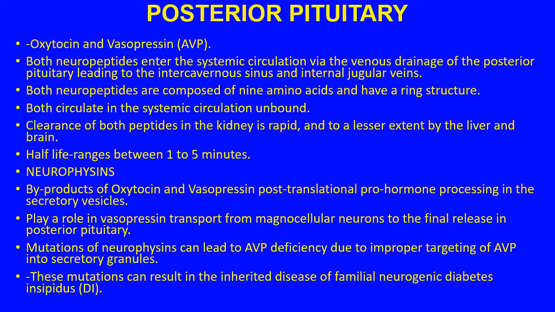It's interesting to note that these mutations can result in an inherited disease referred to as familial neurogenic diabetes insipidus. In other words, it's a type of diabetes insipidus, but it's occurring in those neurons that are making the vasopressin, and it is hereditary based. And that's where we get the familial part.